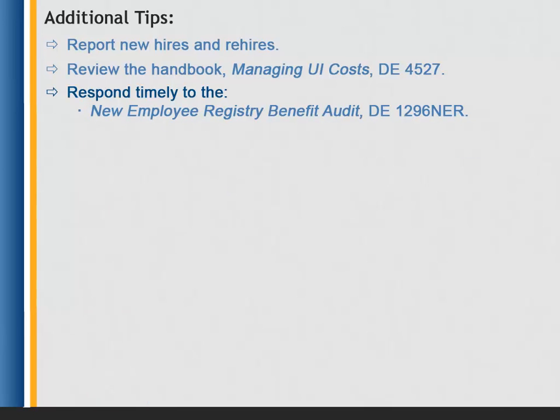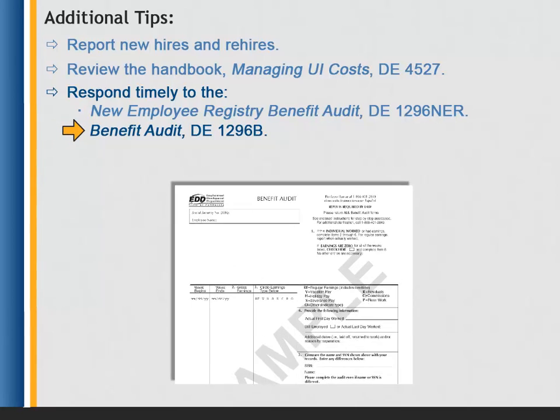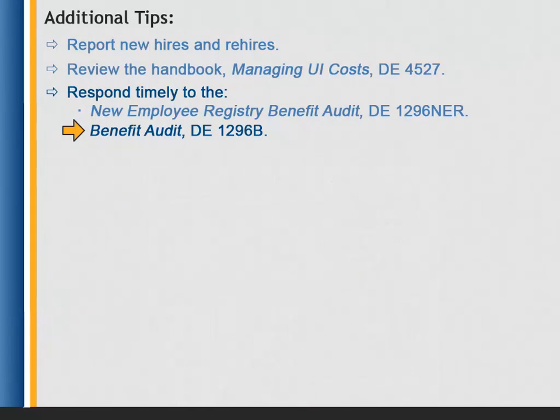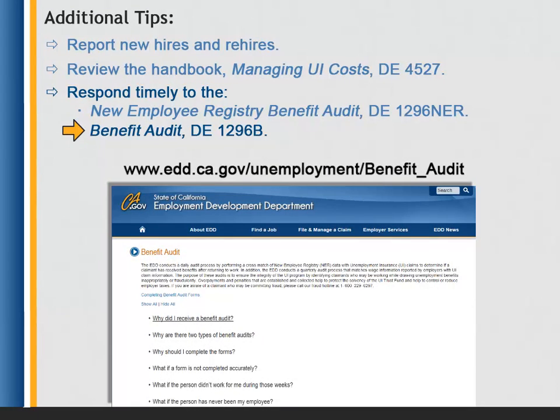It is also important to respond timely to the benefit audit, DE 1296B, when received. This audit is sent to employers who report wages for a claimant during the same calendar quarter that UI benefits were paid. The audit's goal is to obtain accurate work, earnings, and eligibility information from employers. This helps avoid one of the leading causes of improper payments, unreported work and earnings, and helps prevent increases to your UI tax rate. For more information about benefit audits, visit the Benefit Audit homepage of the EDD website.